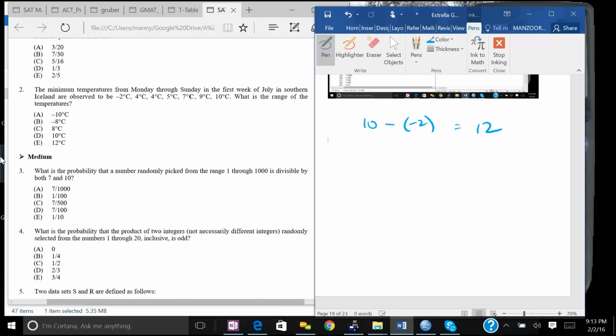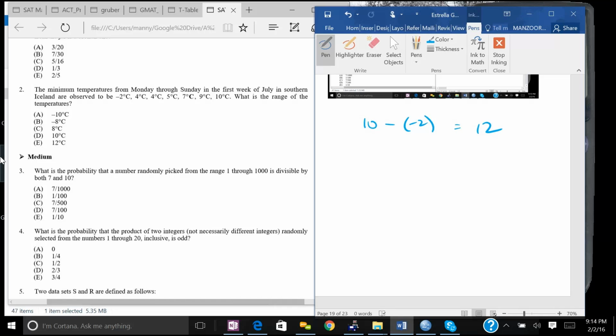Want me to help? Okay. Tell me the first number that's divisible by 7 and 10. 70. Tell me the next number. 140. Yeah, you're right. Tell me the next number after that. 210.